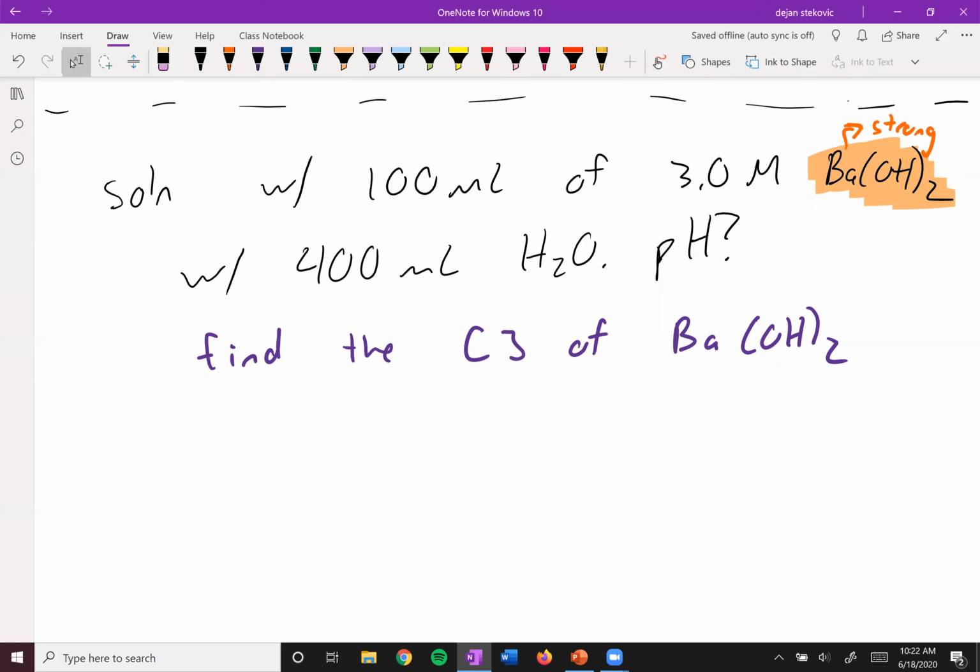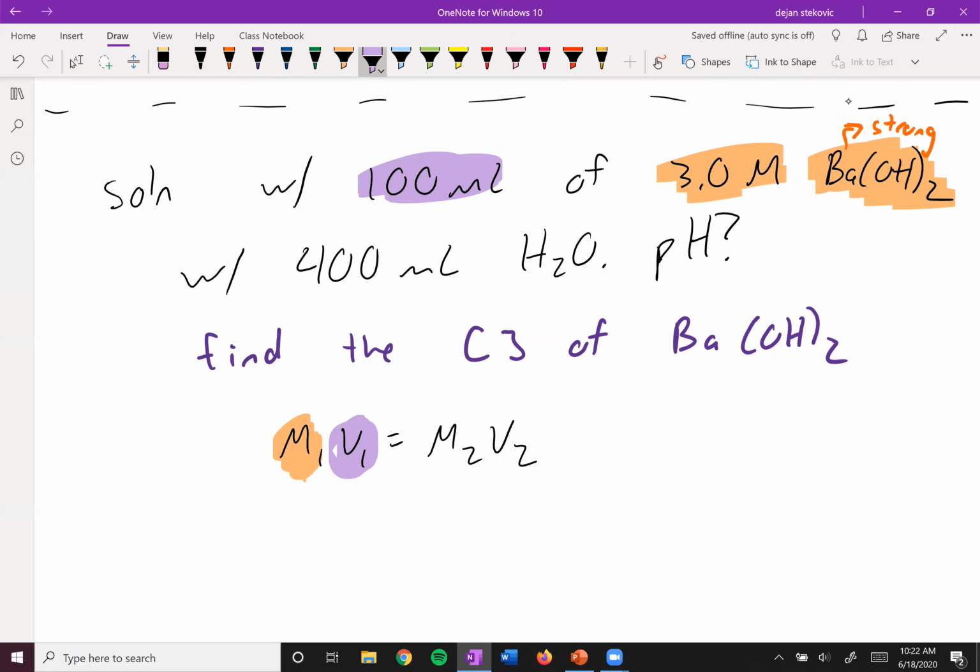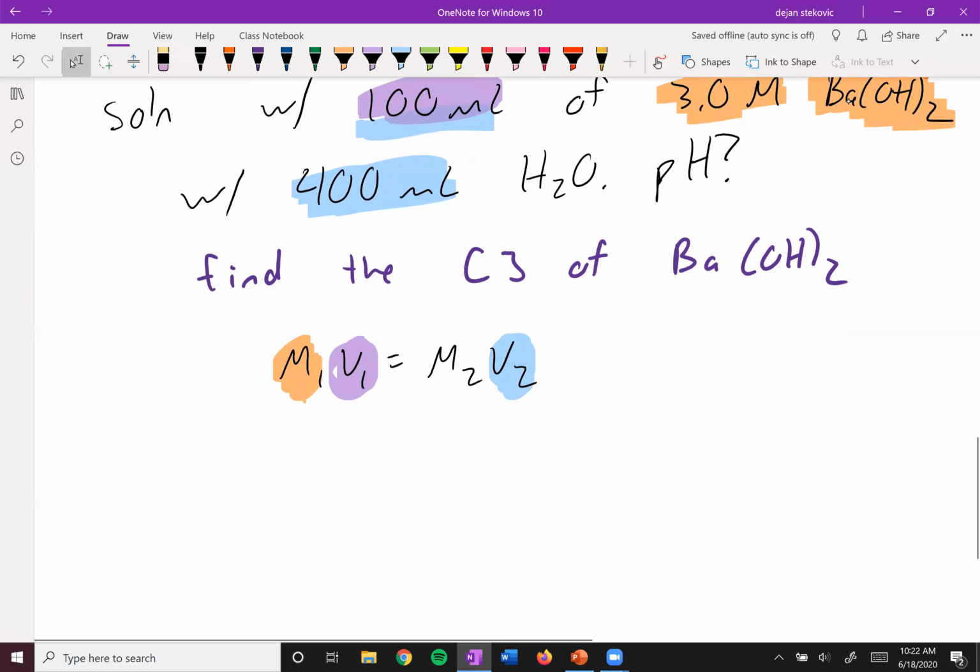We're talking about dilutions of solutions, right? And so we can write M1V1 equals M2V2. And so our initial concentration is this 3 molar. Originally, we have 100 mL of it. And then if you think about what our final volume is, well, we had 100 mL. We mixed it with 4 more 100. That's going to be 500 mL, right?